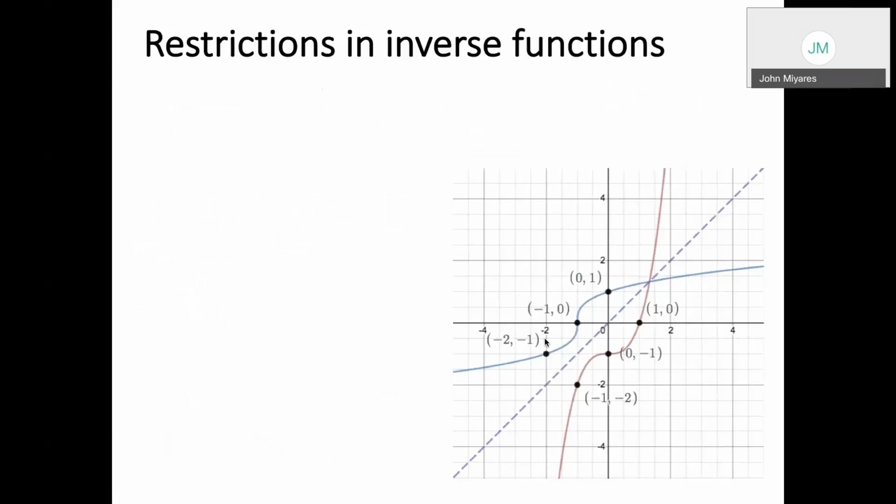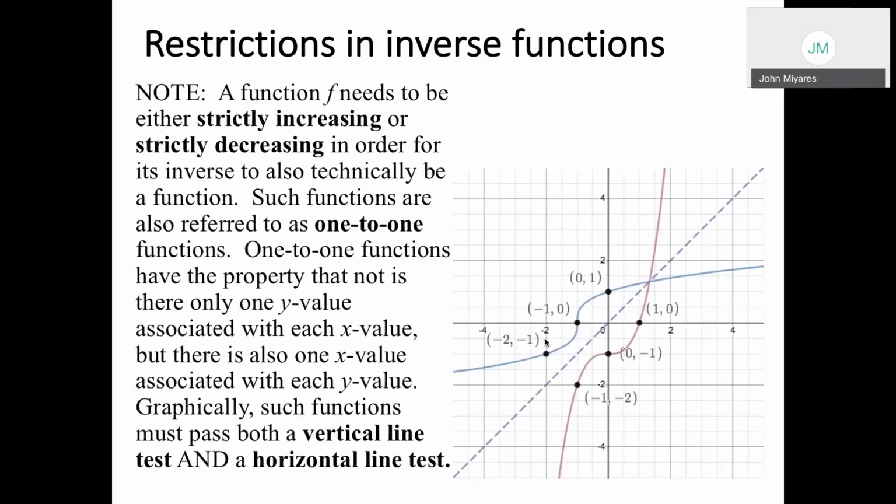Now, when we're looking at two functions that are inverses of each other, there are some things we need to take into consideration to make sure that the inverse relation we have is going to satisfy the definition of a function. A function needs to be strictly increasing or strictly decreasing in order for its inverse to also technically be a function. Such functions are also referred to as one-to-one functions.